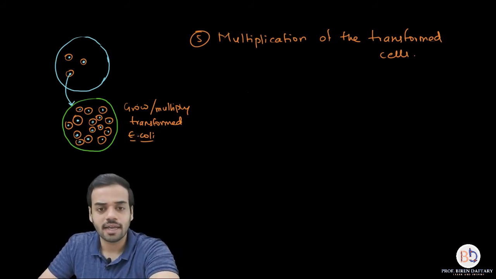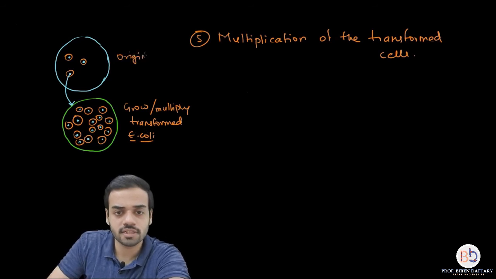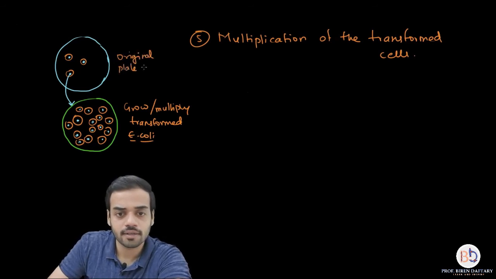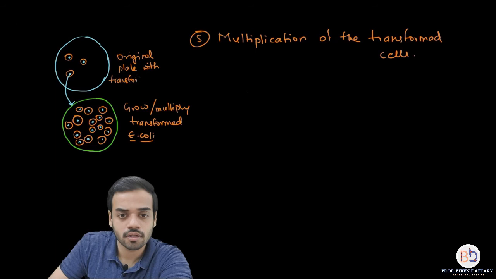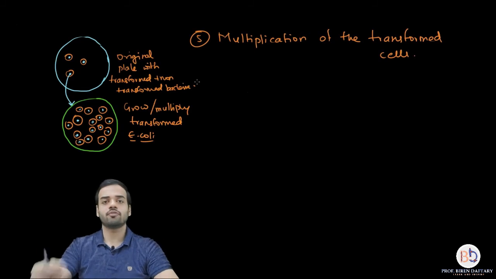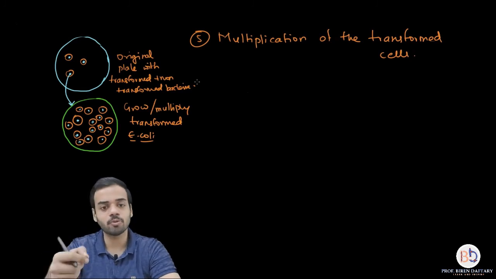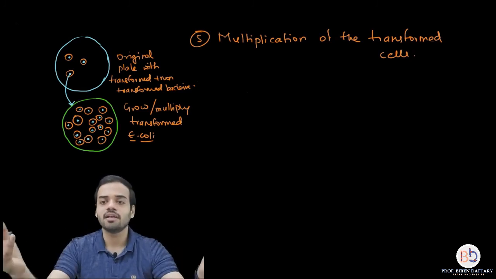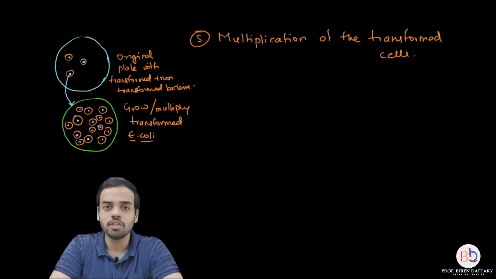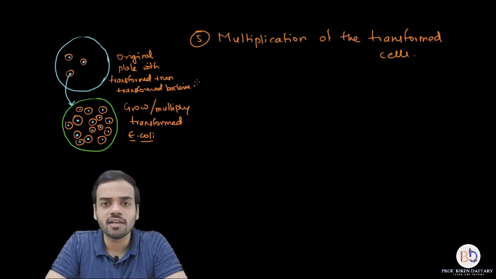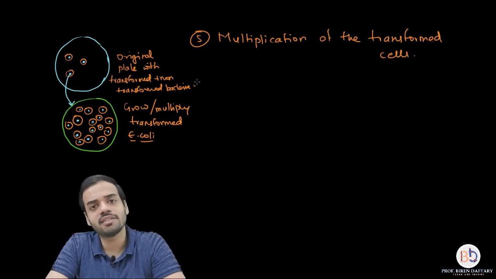Is this clear? And this was your original plate with transformed plus non-transformed bacteria. The non-transformed bacteria, I have rubbed them off because they have died. That is why I have rubbed them off. So from that plate you pick one transformed colony, because the transformed colonies can be seen. You pick them up, you put it in a new plate, they will keep on dividing, multiplying, and that is called multiplication of transformed cells. Very simple. So now you have thousands of E. coli in the new plate, and each of them has the recombinant DNA.